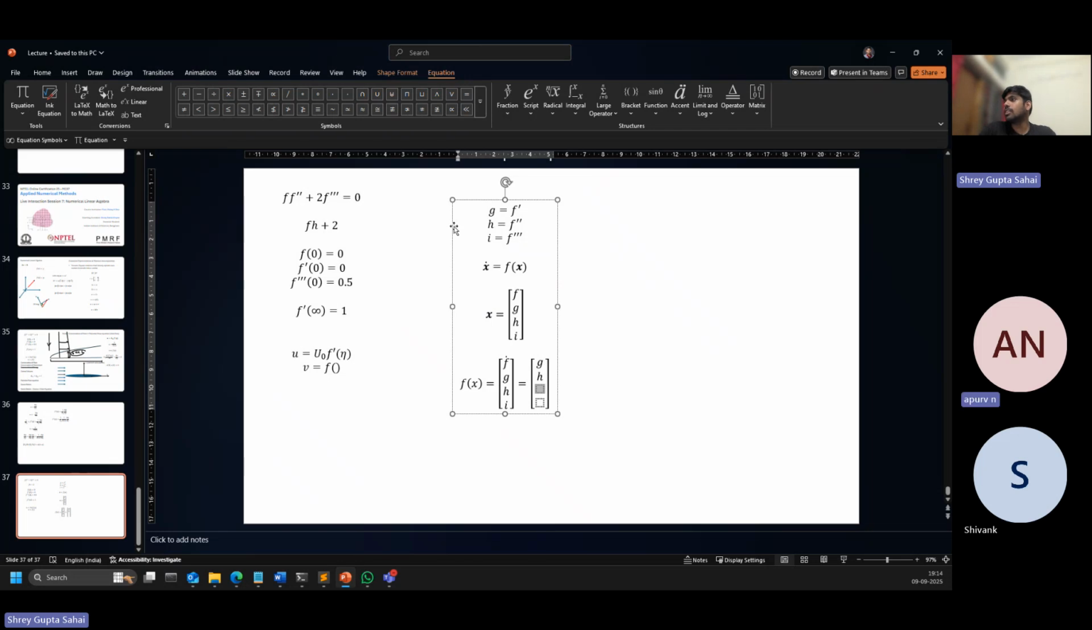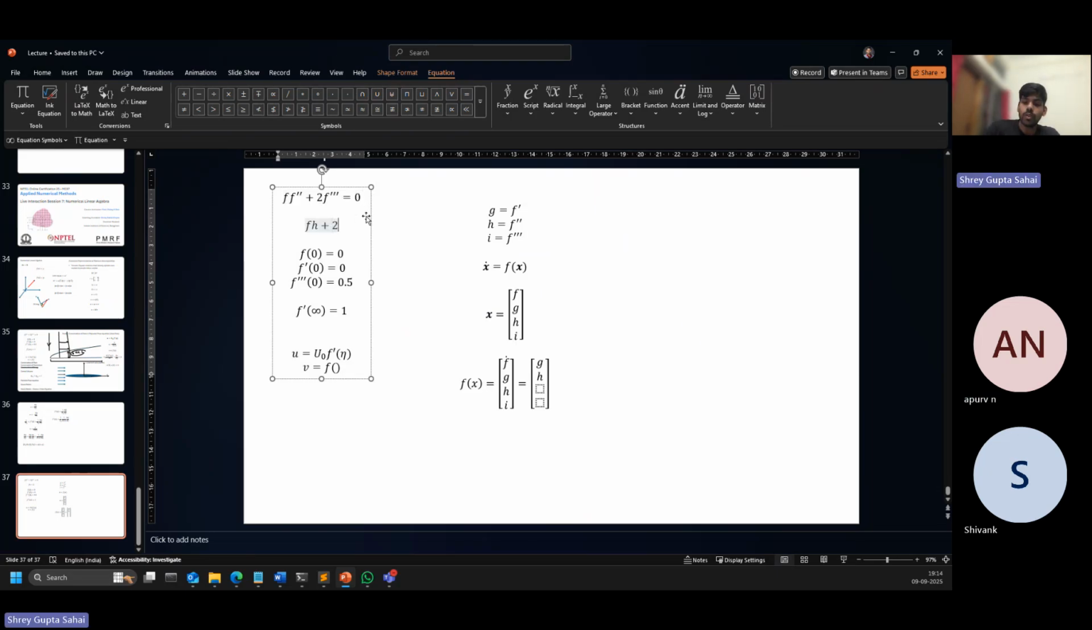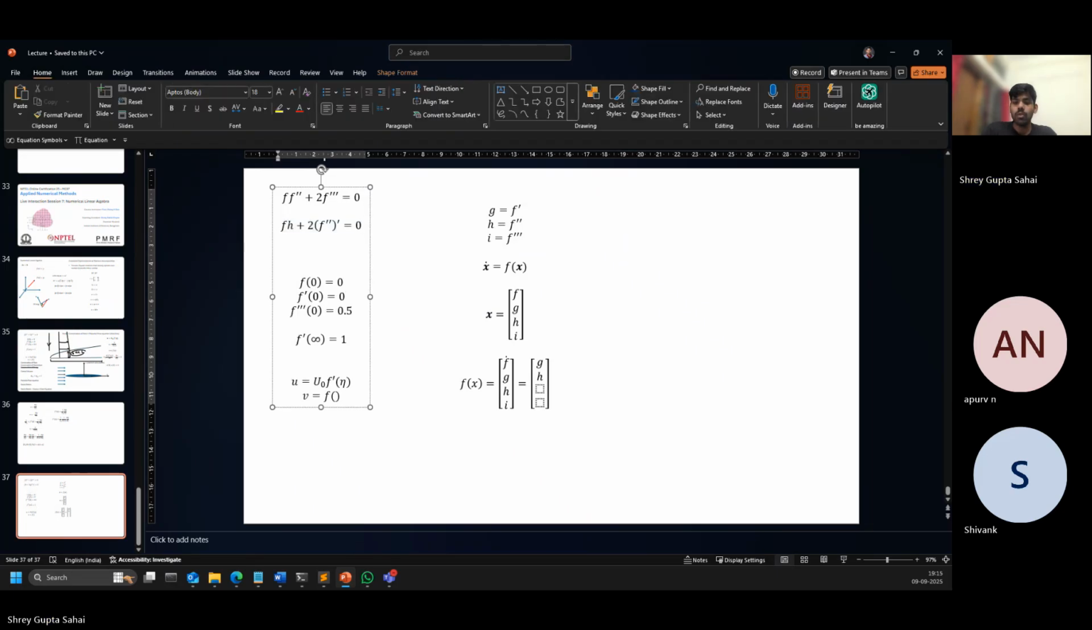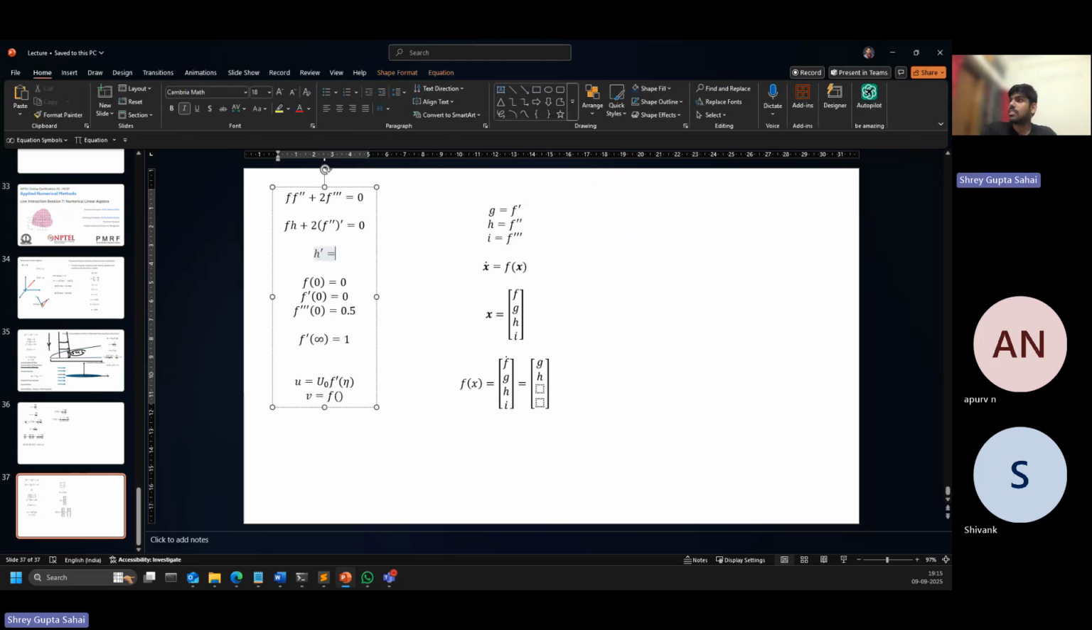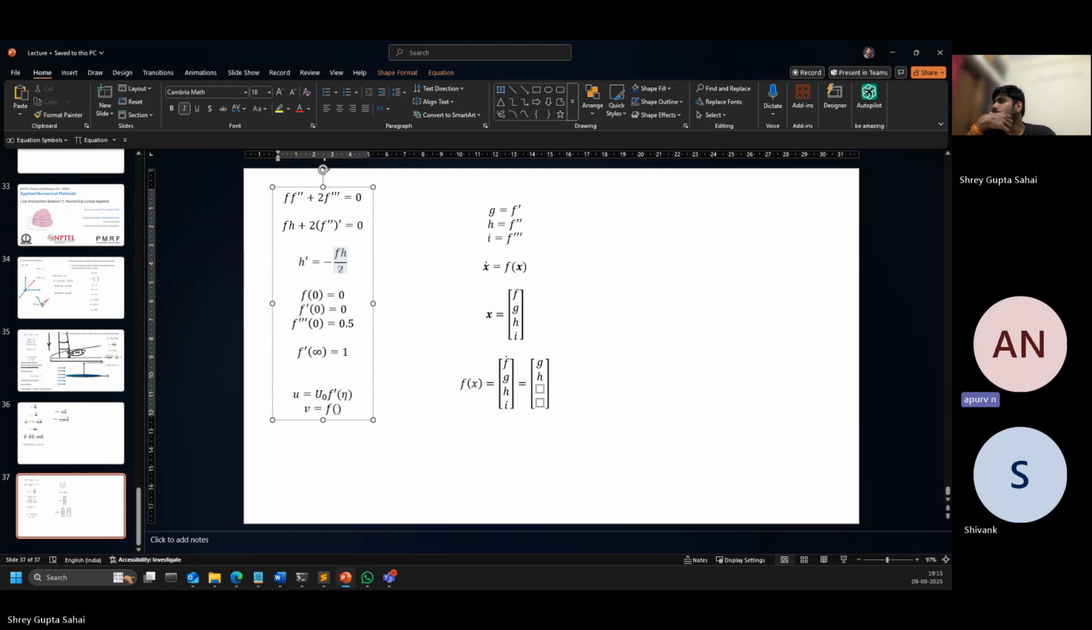It's HF. What is H? H is F triple dash. See, this one can be written as 2 F double dash dash. Is that okay? Now you write 2 H dash, or H dash equals minus FH by 2. Is that okay? Sorry, FGF. Yeah, I think this is fine. Yes. Is this okay? Yes, sir.